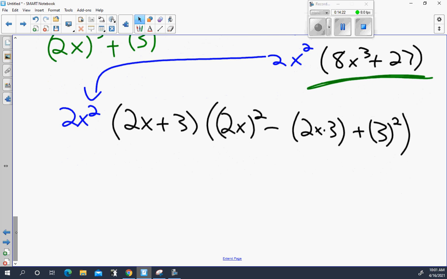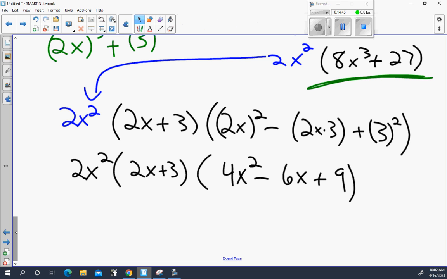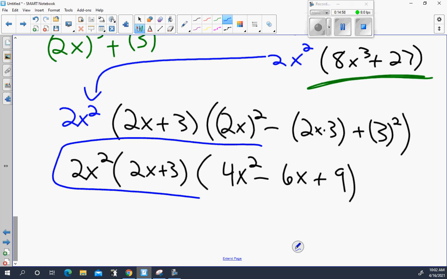Now simplify. 2x squared comes down times 2x plus 3. Nothing changes in there. Times 2x squared, that's 4x squared. Minus 2x times 3, well that's 6x. And then plus 3 squared, which is 9. Okay, let me double check here. Make sure I didn't miss anything. And we're good. Okay, there's our final answer.